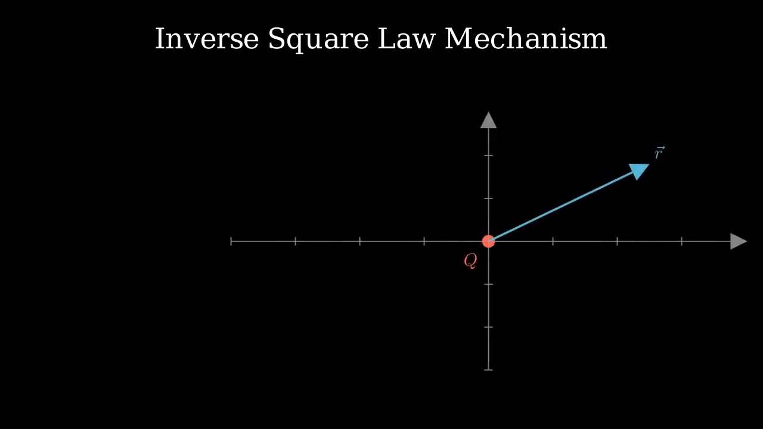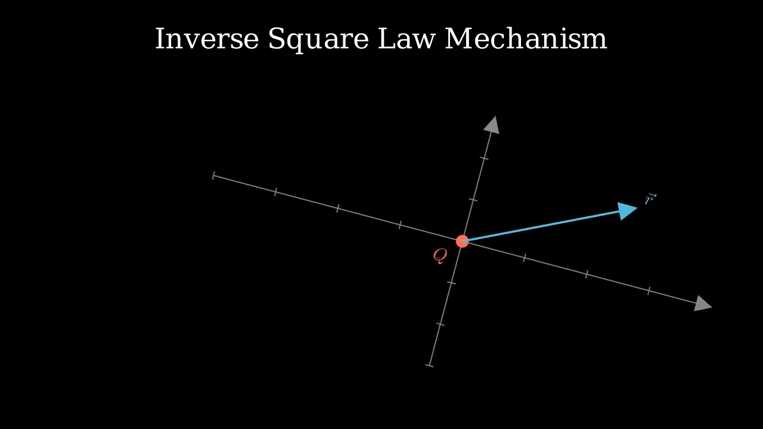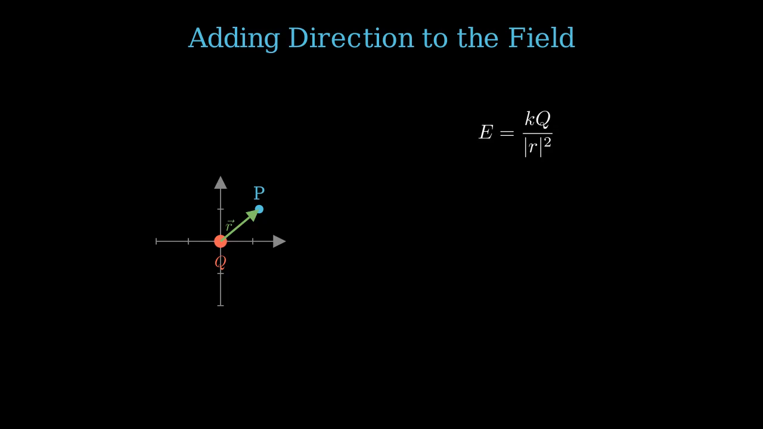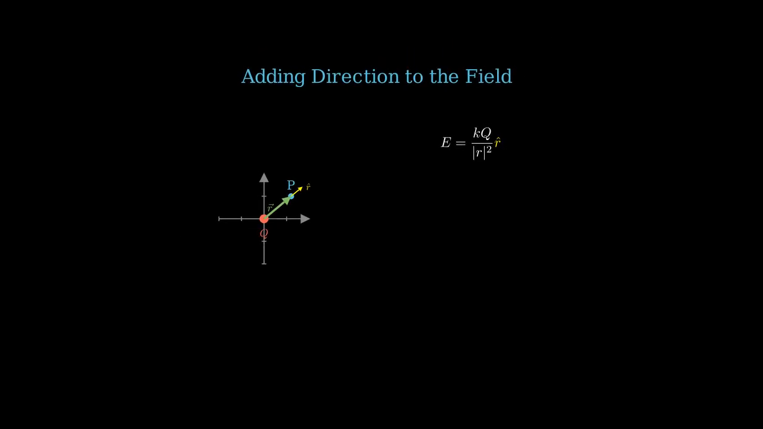The field strength depends on the inverse square of the distance, so we divide by the magnitude of r squared. Then we multiply by the unit vector to lock in the direction, giving us the full Cartesian recipe for the field. Now pause and predict.